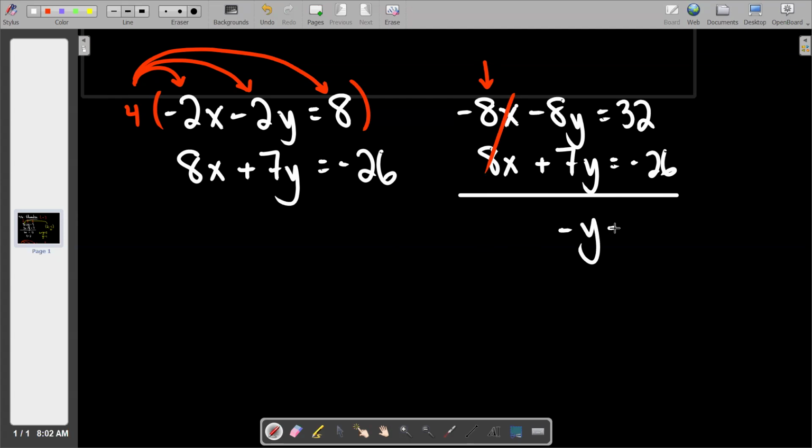Negative 1y. And then what's 32 minus 26, or plus negative 26, whatever? Positive 6. Oh, it's okay. And then if we divide both sides by negative 1, we figure out that y is negative 6. And we, again, know now half of our answer. So we can construct it like this and say, there's my answer. I just have to go fill in the blanks.